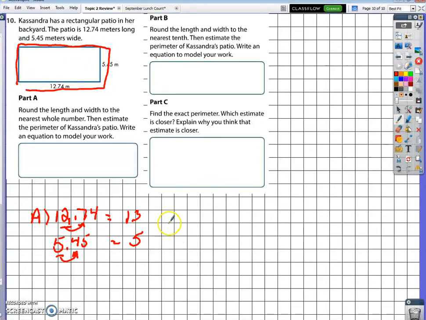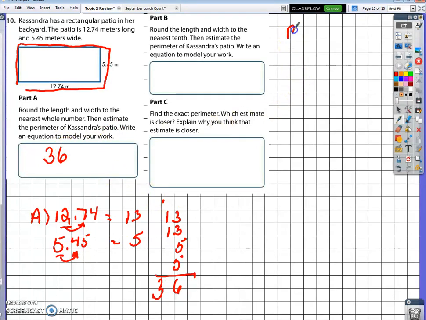A couple of ways we can do this. We can do 13 plus 13 plus 5 plus 5. We want to add up all the sides. 3 and 3 is 6. 5 and 5 is 10. 10 and 6 is 16. 1, 2, 3. So we're looking at roughly 36 as our answer. So again, our work goes with our answer.